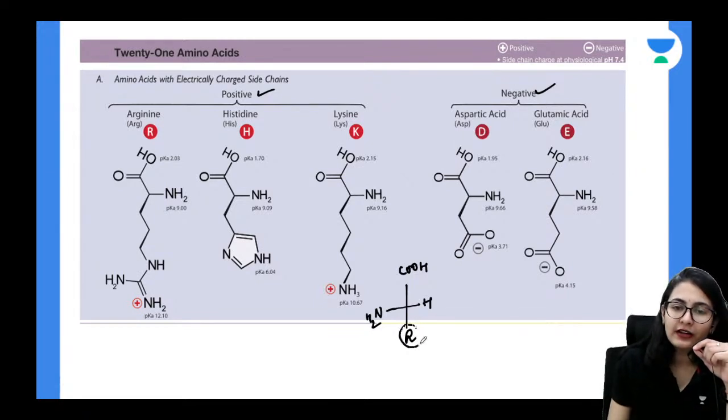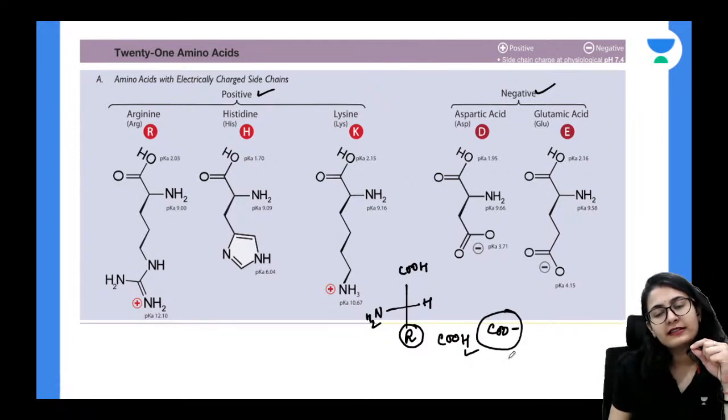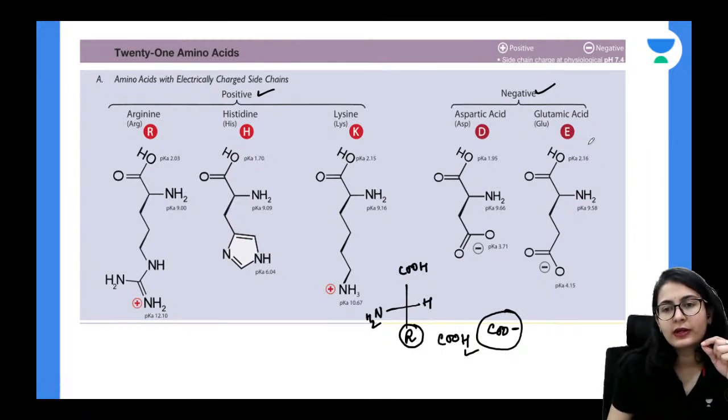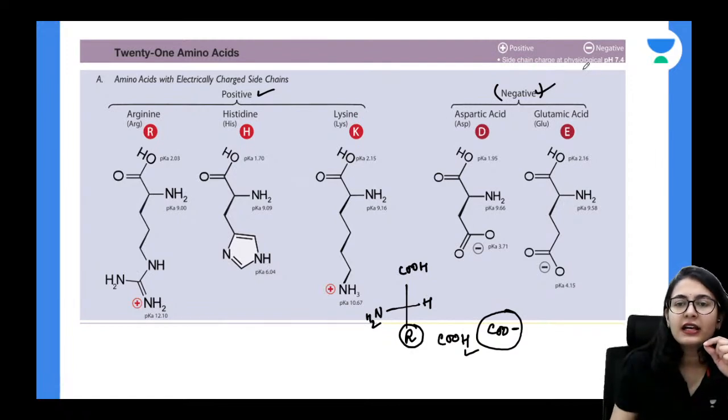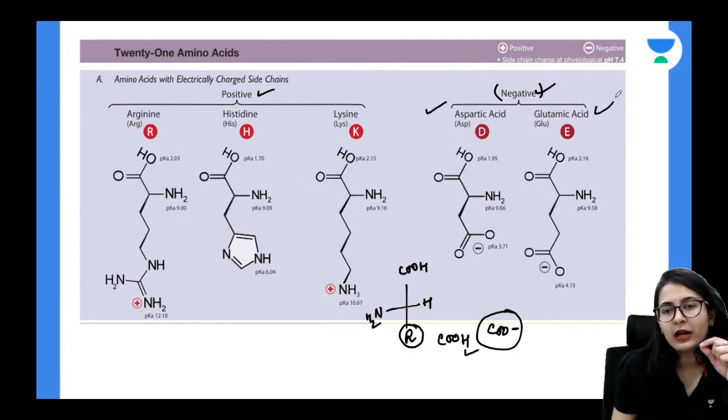Now if the R group is having a carboxylic acid, so the carboxylic acid after losing this proton will become COO minus. So in the solution it's going to have a negative charge. किसके पास होता है negative? Only two acids. You have only two acids, aspartic acid and glutamic acid.